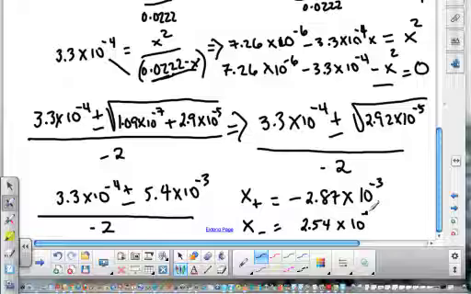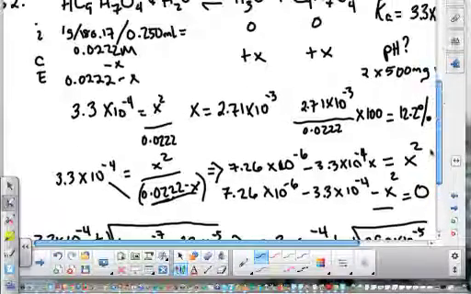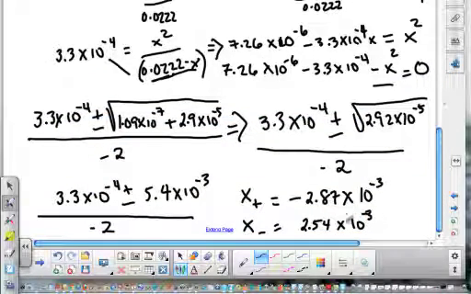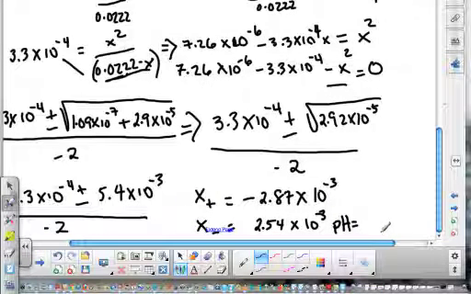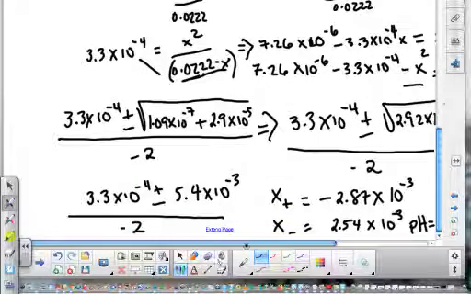All right. And that x is your H3O plus. So if I take the log of that, I have my pH, and my pH here is equal to 2.6. All right. So I started off with 0.0222, and then I lost more than 5% of that acid. So had to do the quadratic formula, right? We're going to see this again in the next and last problem.